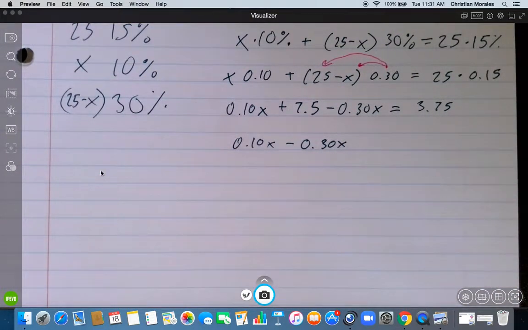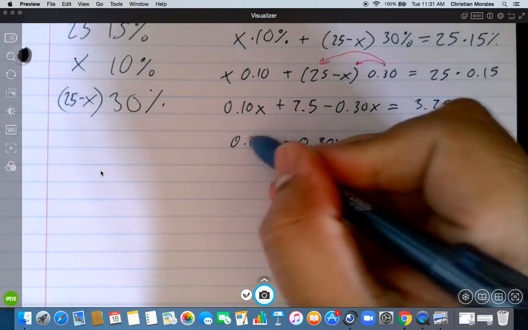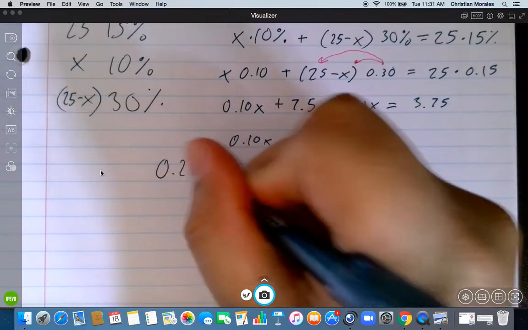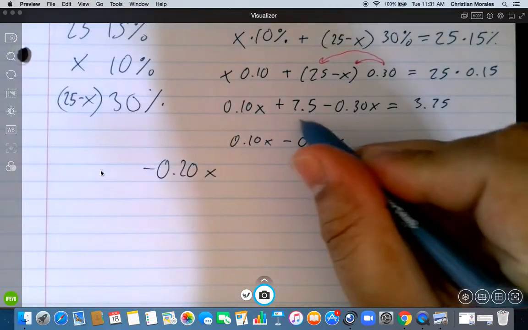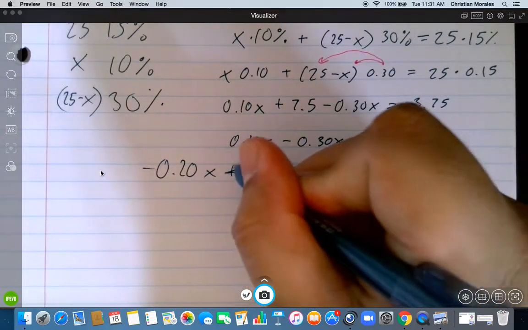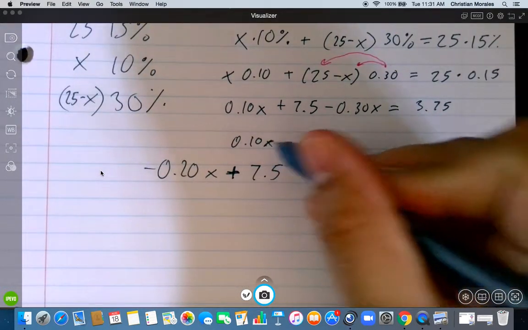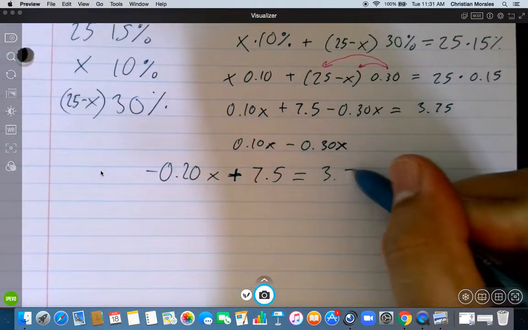Okay? So if I combine these two, 0.10x minus 0.30x, I'm going to get 0.20. And actually it's going to be a negative 0.20x. The 7.5 doesn't change because it does not have an x. It is not combined. The reason I only combine these is because they both have x's. We call that combining like terms. And then this equals 3.75.